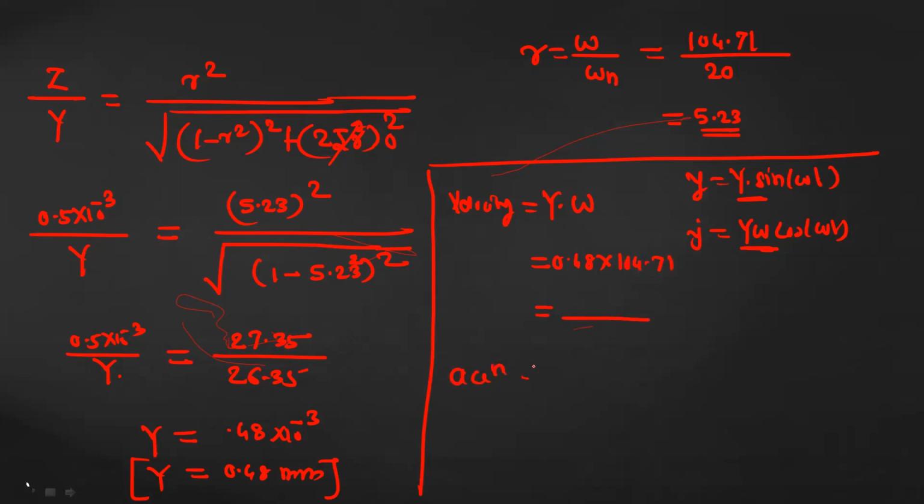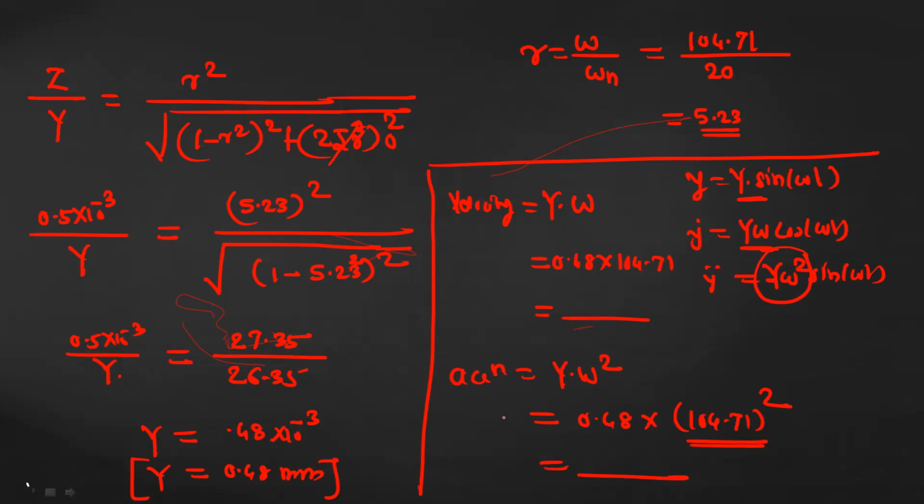And for acceleration, again differentiate this. So y double dot is equal to Y omega square sine omega t, just it is a negative value, but its amplitude is Y omega square only. So Y is 0.48 into omega value 104.71 square. So this is the value of acceleration. This is how you can solve this problem on the vibrometer. I hope you have understood this.